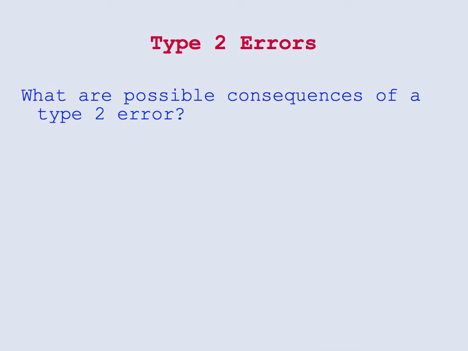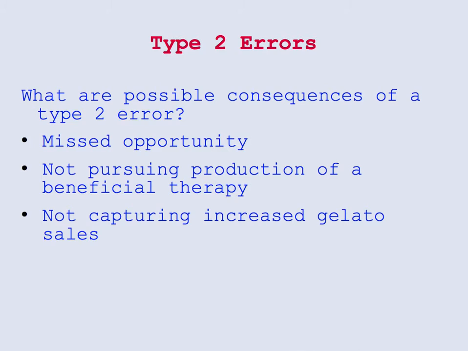And what are the possible consequences of a type 2 error? Well, this may be a missed opportunity. Maybe we find that steroids do work in spinal cord injury, and we miss the opportunity to improve outcomes for these patients. Maybe we don't pursue production of a beneficial therapy, or in our example case, we fail to capture increased gelato sales.